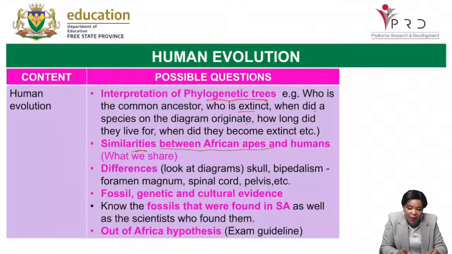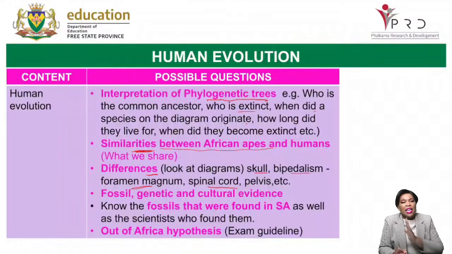Once you see the word similarities, remember that thing that I'm going to show you now. Then the differences also. Look at the skull, bipedalism, what brings bipedalism, the position of the foramen magnum in the skull, the spinal cord, what is the shape, which one has an S shape, which one has a C shape, and then the pelvis, which one is wider, narrow or broad, which one is long.